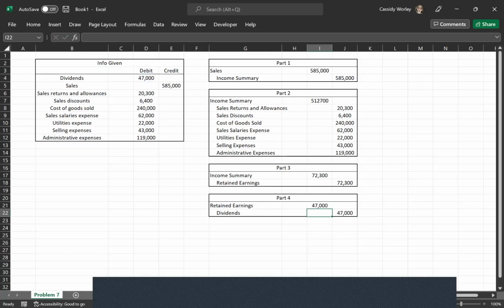And so that's how you solve this number 7 for the quiz access. I hope this is informational for you guys and helps you to understand this problem a little bit better.